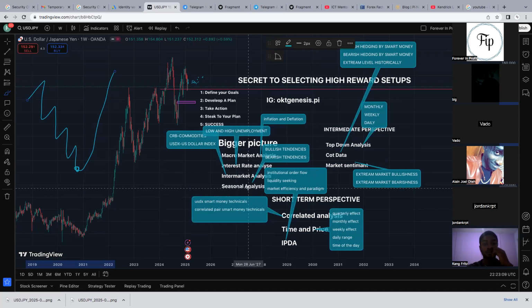You can take one for them to align themselves. For instance, you can take the seasonal analysis for it to align itself with the correlated analysis at the time of the day or IBDA, and it aligns itself with the monthly and the weekly overall directional bias. That's it. You already have your setup for the day or beyond, for the week or for the month. You see that you've taken one each. You don't need all of this to align with all of this before you have that one setup. Take one piece of information from the bigger picture to the intermediate perspective to the short-term perspective, and then you've got it.